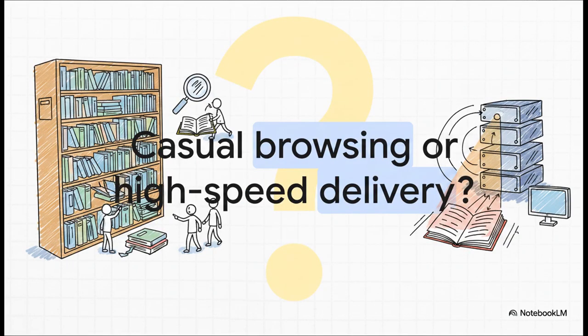So at the end of the day, the choice really comes down to this one question. Do you need a public library organized for easy browsing and sharing of entire books? Or do you need a private archive built from the ground up for the high-speed direct delivery of specific pages? Understanding that core difference, well, that's the key to understanding your data's true home.